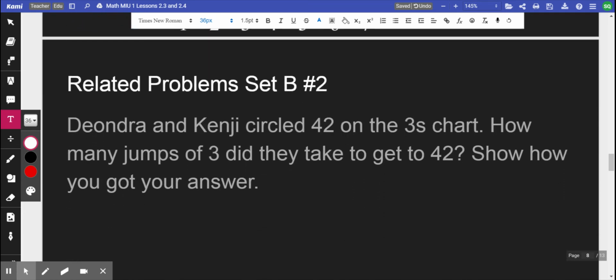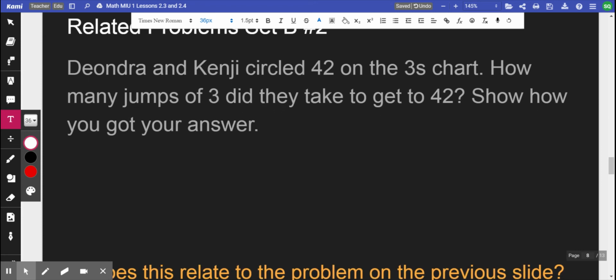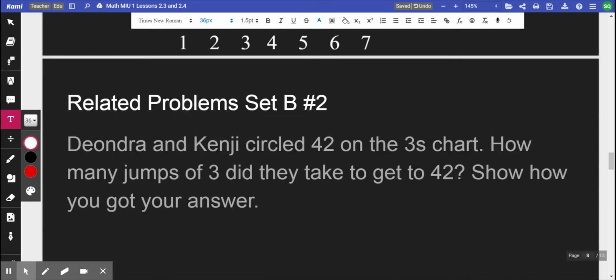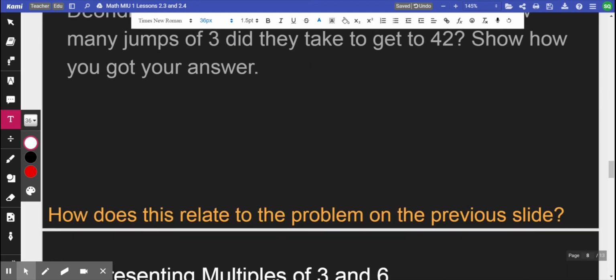Let's see. Deandra and Kenji circled 42 on the 3's chart. How many jumps of 3 did they take to get to 42? Show how you got your answer. I think we should, oh man, it's got the 42, and this time it's doing 3's, which is half of 6. Ooh, I want to use that.